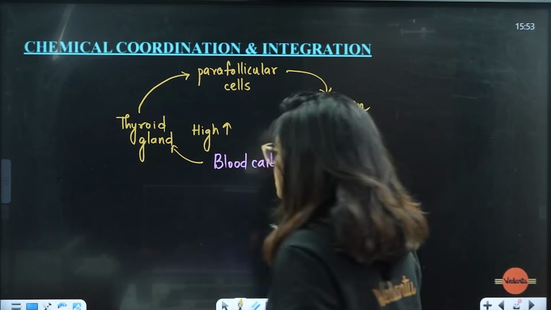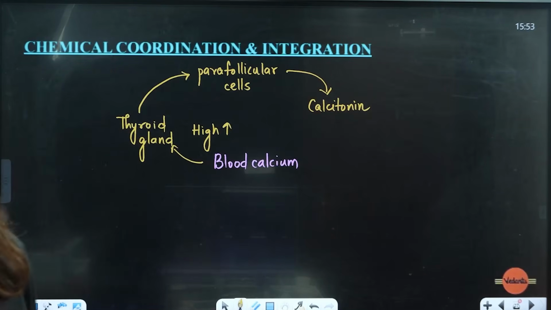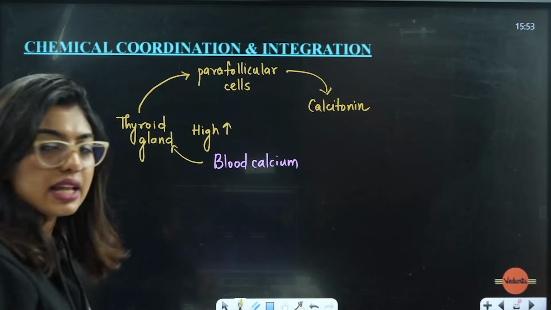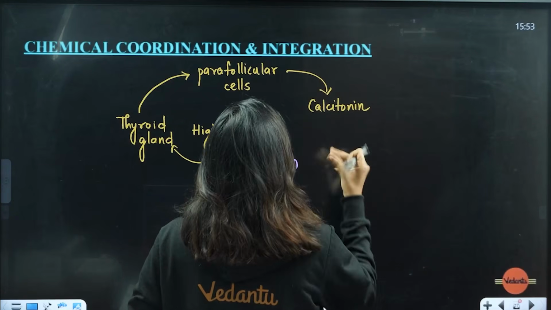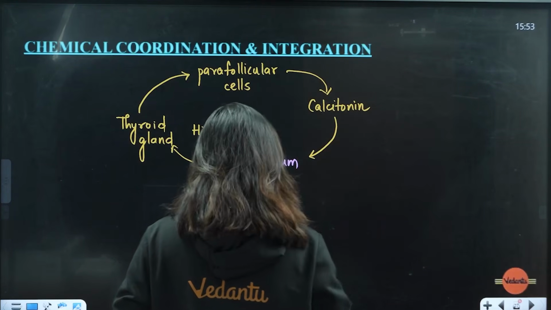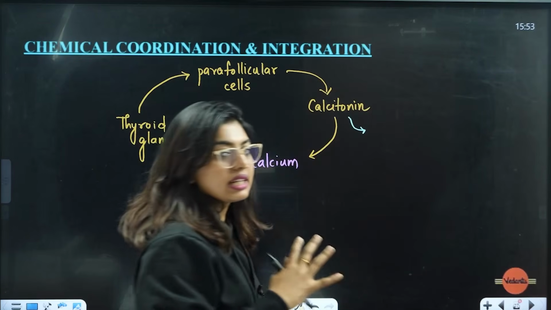Remember, we can call this process calcium homeostasis. Calcium homeostasis, homeostasis meaning, students, the state where the balance is there. Okay, so remember this, calcitonin will decrease the calcium level.